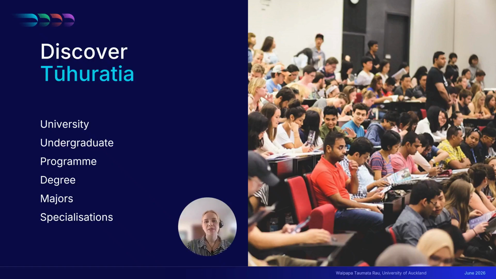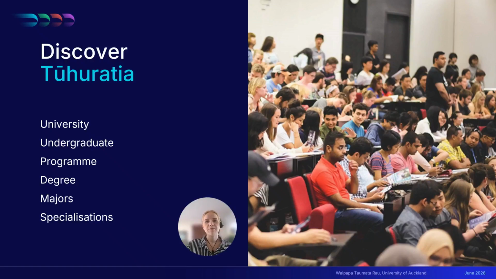Program refers to the specific course of study you enroll in. For example, you may enroll in a Bachelor of Commerce. Degree. This is the qualification that you get at the end of your program. So for example, once you graduate, you may get a Bachelor of Science degree or a Bachelor of Engineering.